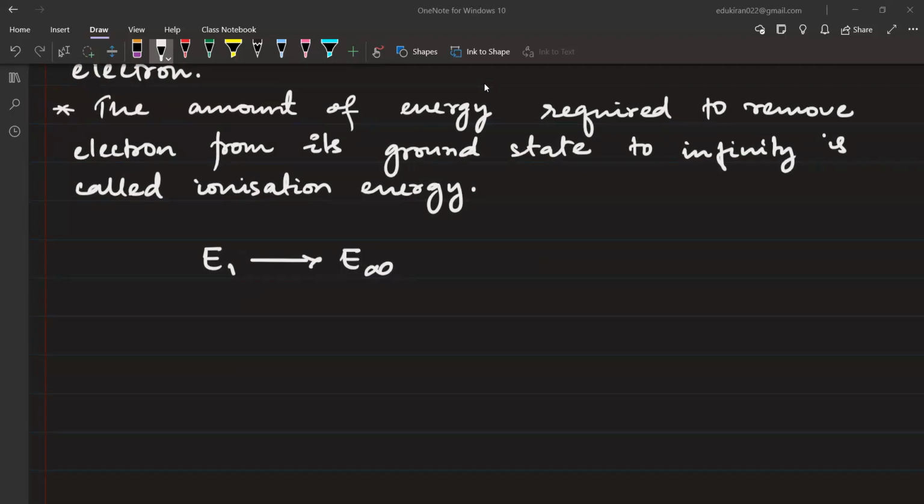So this is the initial state and this is the final state, correct? So the delta E, that means the change in energy or the energy required, will be equal to final minus initial. Change ऐसे ही लेते हैं ना, final minus initial, हाँ या ना बताएं?